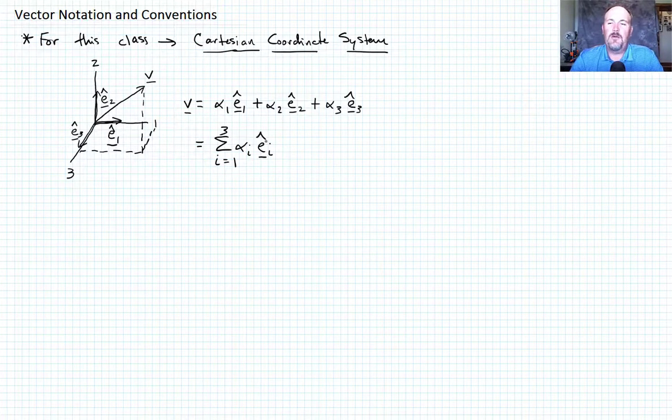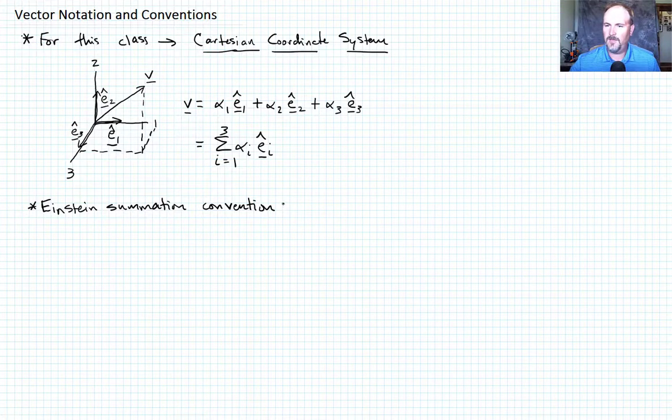So now we want to find a more compact way to write this, because we don't want to be writing summations all over the place. So in order to do that, we introduce a particular convention called the Einstein Summation convention. So let's write that down, the Einstein Summation convention. And all that really tells us is that any repeated index implies a sum over that index.